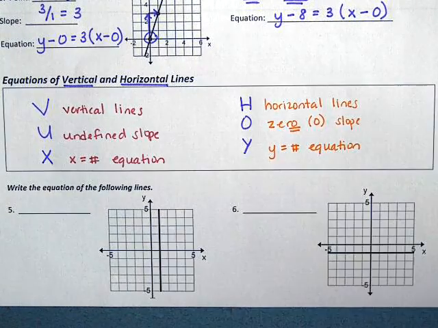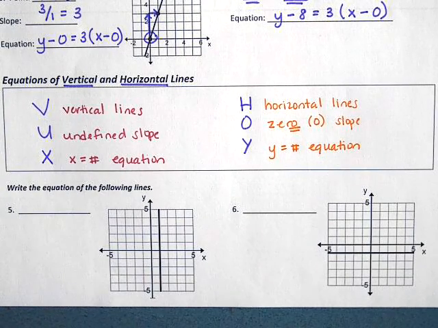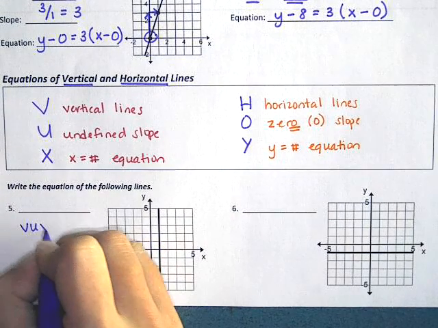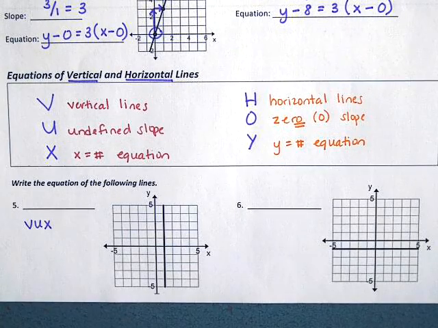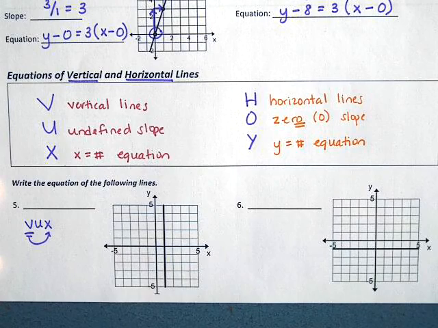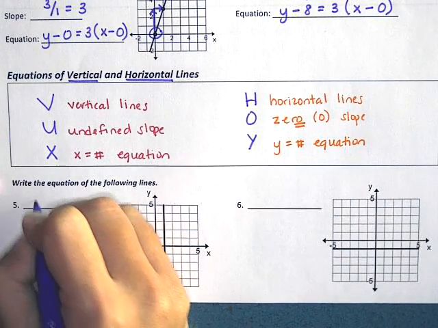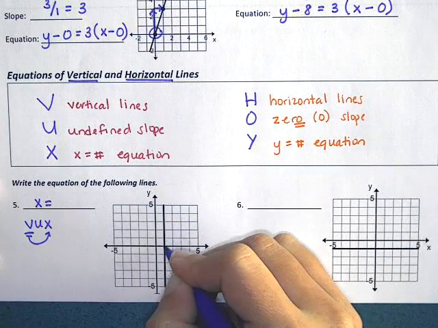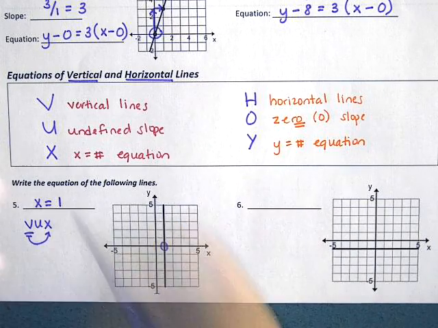So let's try this. In problem number 5, I can see that I'm looking at a vertical line. So I would write down VUX. Now I see because it's a vertical line, I would use the letter x in the equation. So I would write x equals, and then the number that it crosses through is 1.